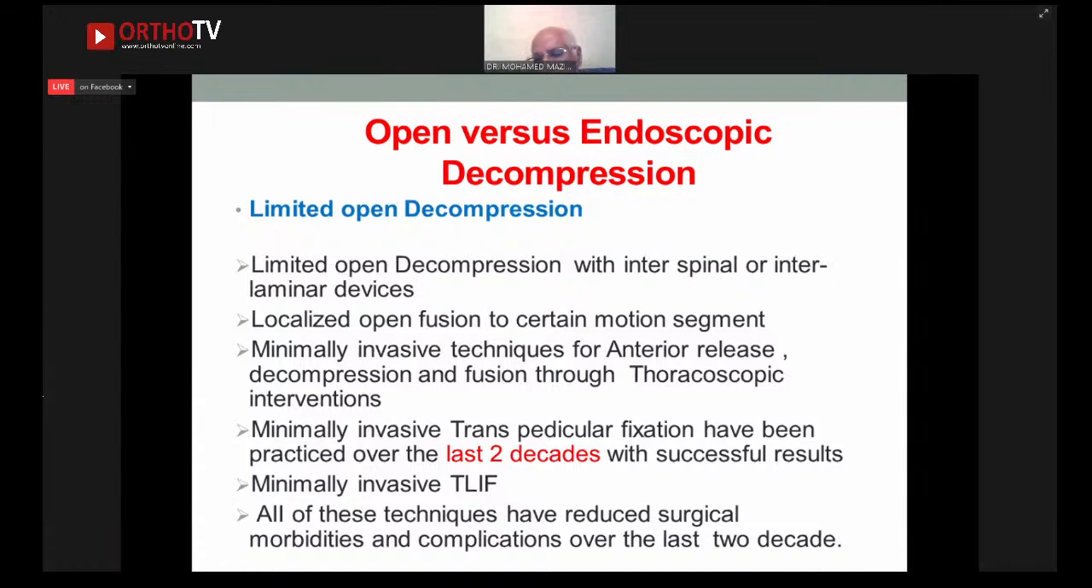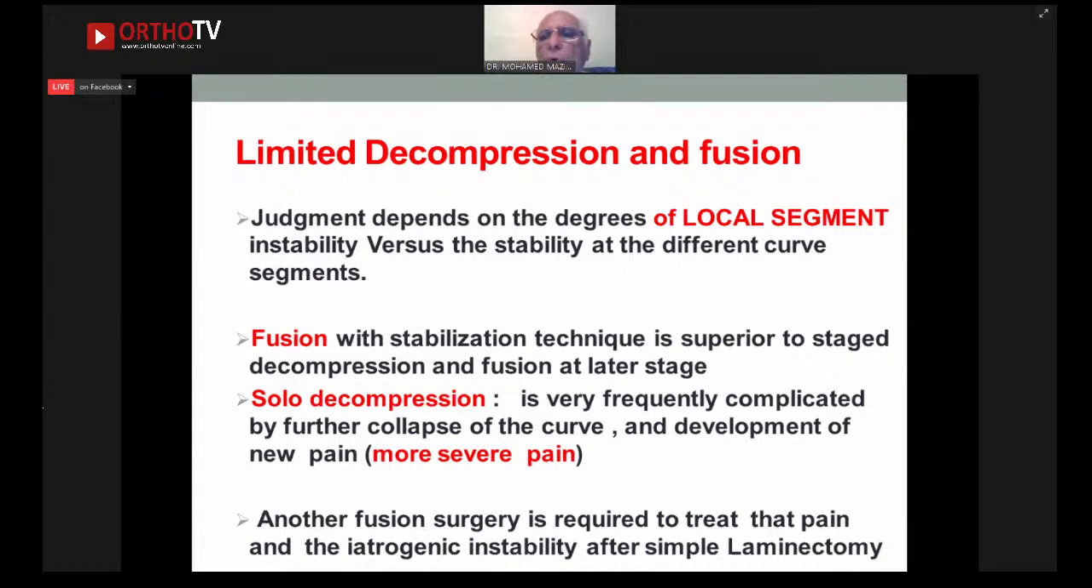And these techniques have to be adopted in treating degenerative problems, degenerative curve problems. So the curve is present, but what is the source of pain in this curve? If the spine is balanced and the degenerative curve is present, we have to think of minimal intervention to sort out the patient's problem, and the patient's problem is mainly his pain, radicular or claudication. Limited decompression and fusion. Judgment depends on the degree of local segment instability versus the stability of the different curve segments, the stabilization and the motion above the curve.